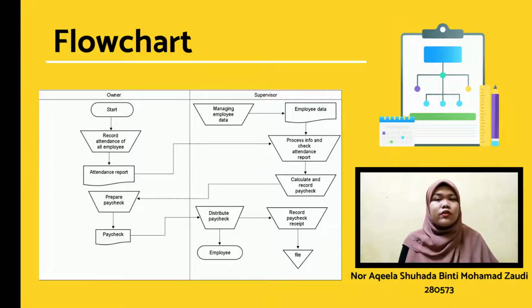For this business payroll system, only two persons are involved, which are first the owner and second the supervisor. As we can see, this payroll system starts with the owner recording the attendance of all employees in the attendance report, and then the report will be sent to the supervisor. The supervisor is in charge of managing the employee data, and after the attendance report is received from the owner, the supervisor will process the info of the employees, check the attendance report, calculate and record the paycheck.